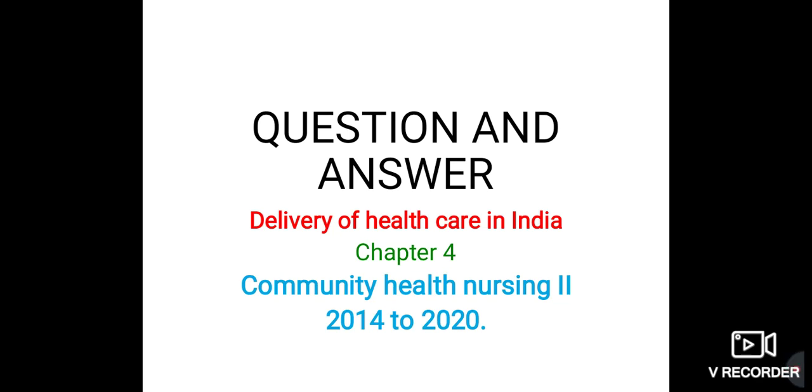Morning all. Today we are going to discuss Community Health Nursing Second, Chapter 4, which covers all the questions the university asked from 2014 to 2020. Mainly 9 different patterns of questions were asked by the university in the last 6 years. So in this slide we'll discuss the first 7, and in the next slide we'll discuss the other points.